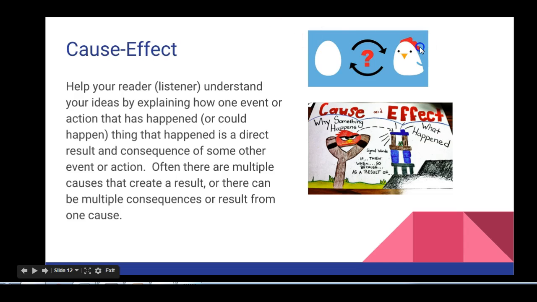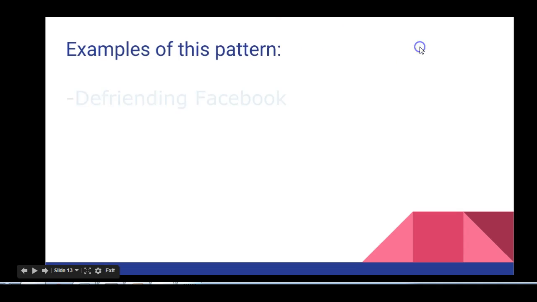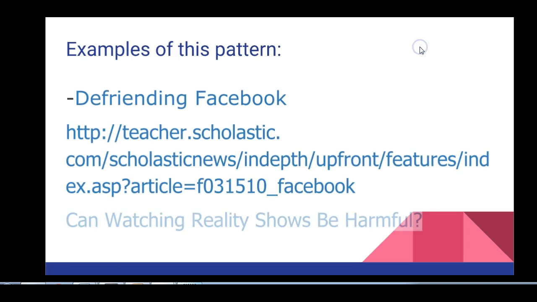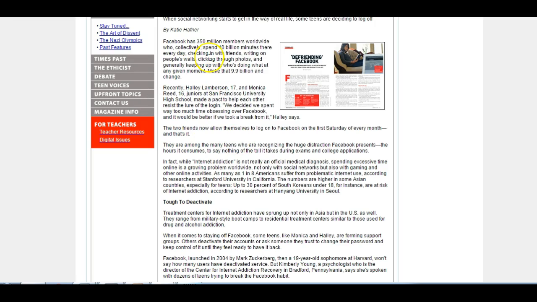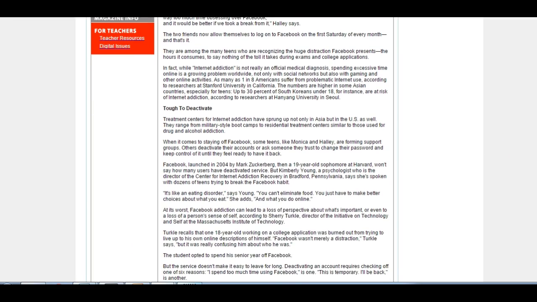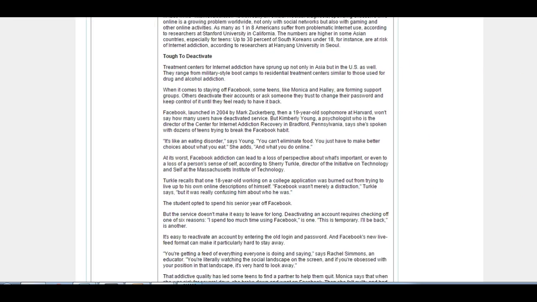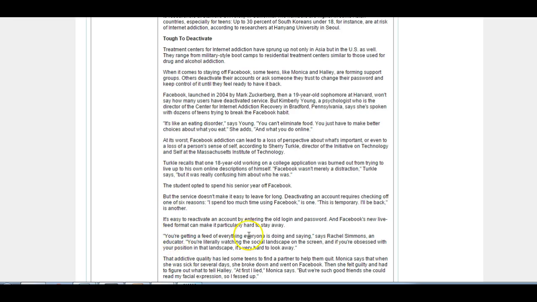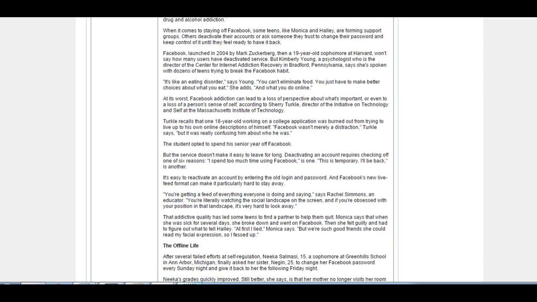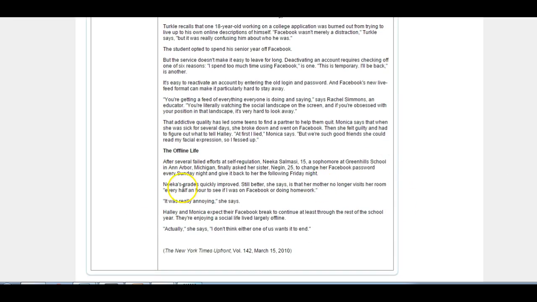Some examples from our reading. We did a couple that were useful last week. Defending Facebook has a little bit of this, and can watching reality shows be harmful? The Facebook one had a little bit of a problem solution tint to it as well, but the idea was that the cause was excessive Facebook use, and the effects were internet addiction that was discussed here, and then students not getting a full academic experience because of some of this addiction that kept them off of doing their schoolwork and kept them doing other things, and how if you just get rid of this cause, then the effect is your grades improve. So cause effect to show that Facebook is bad.